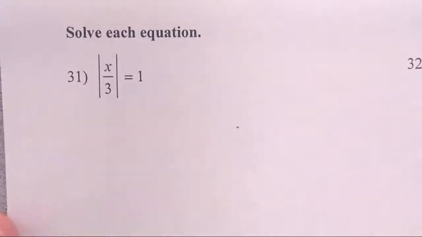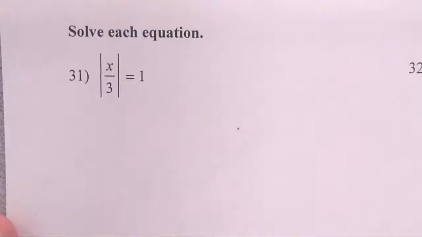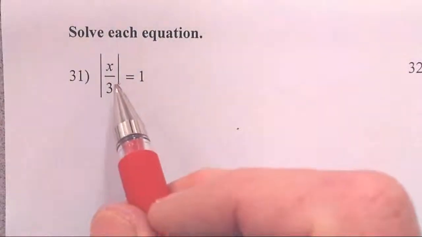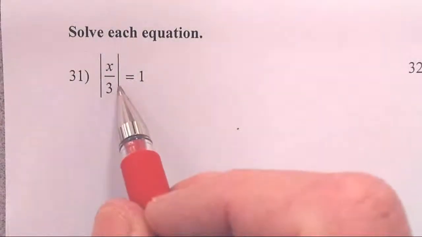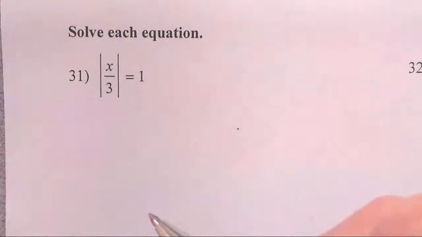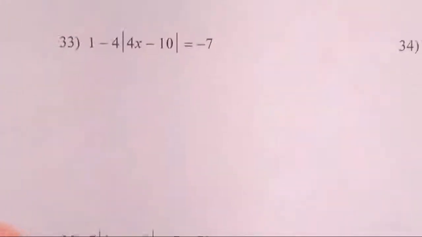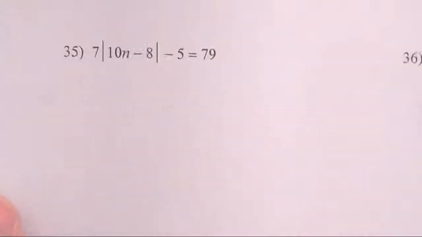Okay, solve each equation. We got some absolute values that we need to talk about. For our absolute values, we always should expect two solutions on absolute value problems. Doesn't mean we necessarily get them, but we expect them. And when does this turn into two problems?